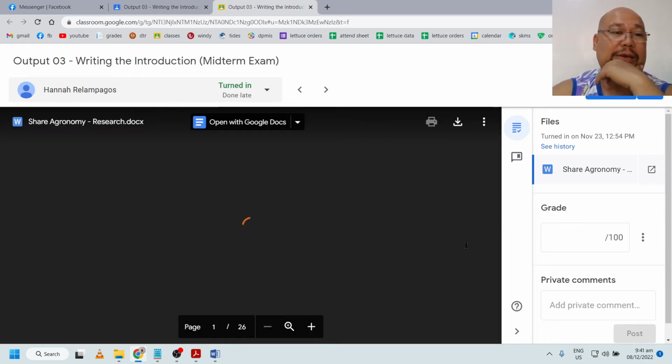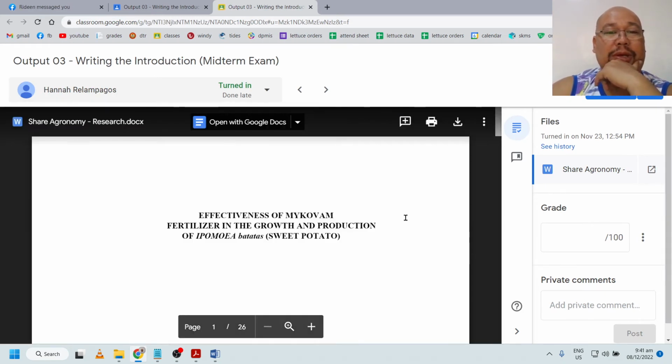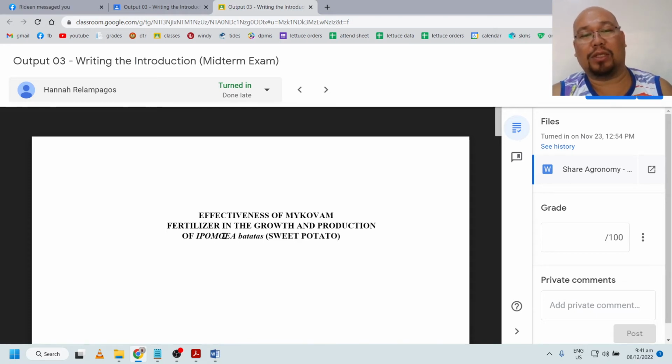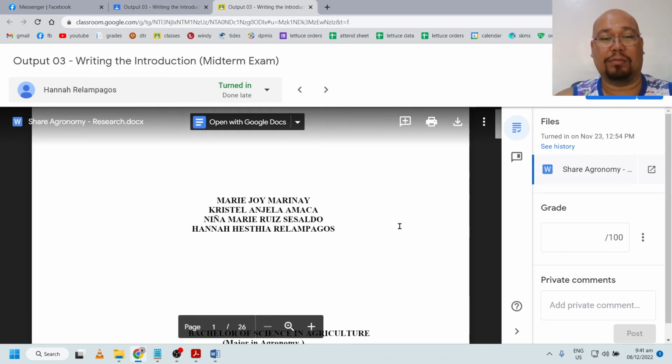Sa man niyang kalaki. Mycovam fertilizer in the growth and production of Ipomea batatas. Oh, so bali ha, dapat ang sweet potato may nasa gawas, ang kining Ipomea batatas may sa sulod kasi scientific name na siya. Dili na po na siya capital din ha. Ha, be careful with that. Mycovam fertilizer. Mycovam na lang siya. Di mas na fertilizer na Mycovam.